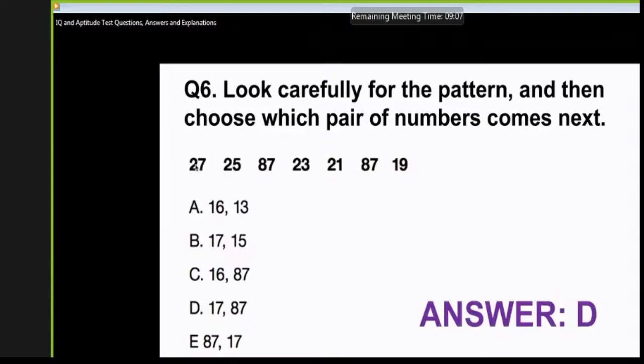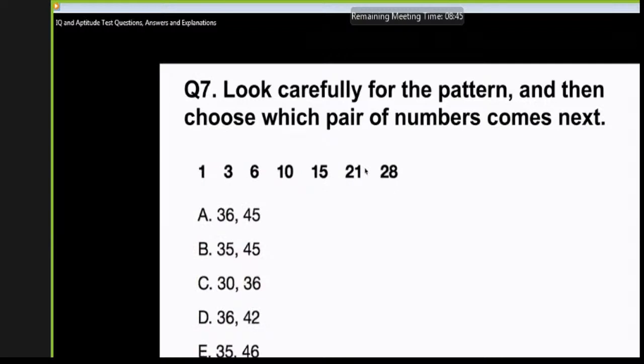So just to quickly recap, forget the 87s because they're coming third. We'd need another number here after the 19, and then the 87 would come. So we can eliminate options A, B, and E. So it's either C or D, because it's 27, 25, minus 2, 23, minus 2, 21, minus 2, 19, minus 2 would be 17, and then the repetitive figure of 87.